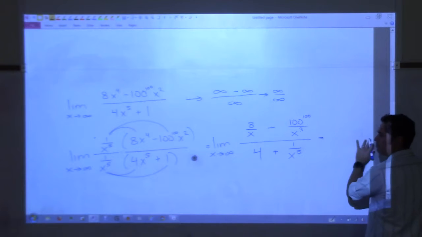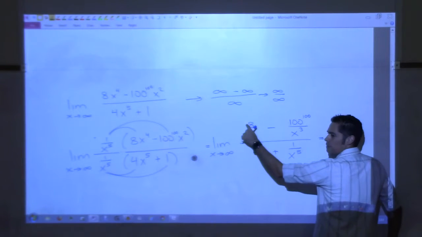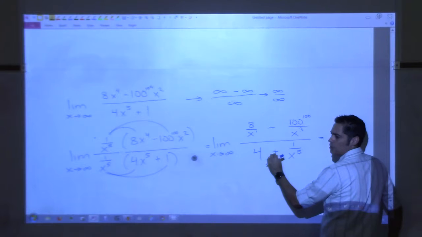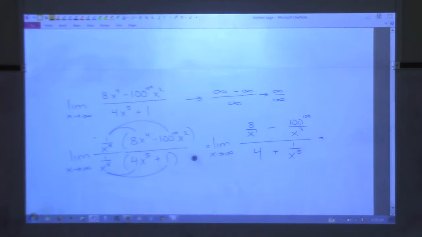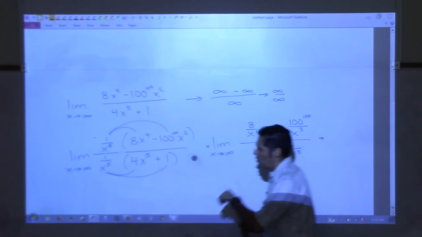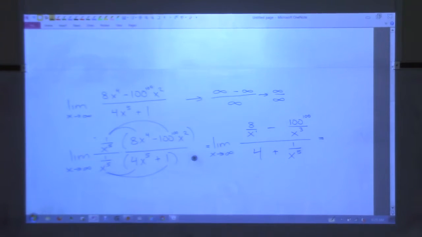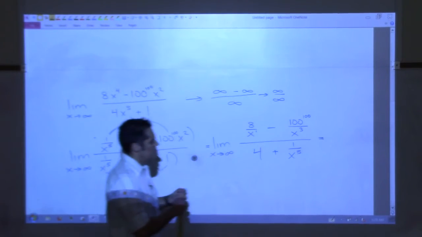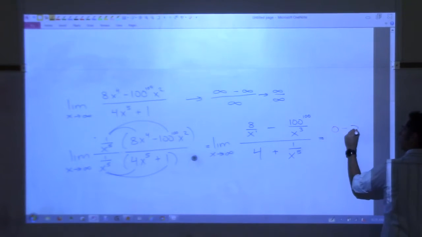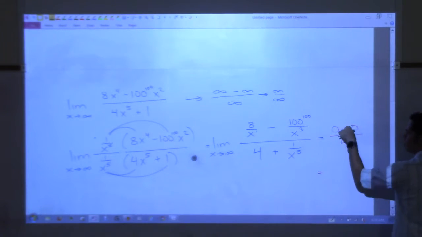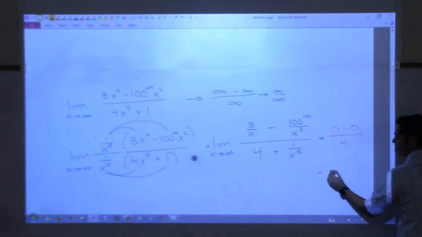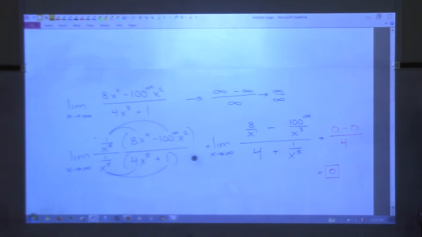So no more limit, okay? Fixed over x to a positive integer goes to what? 0. So top left goes to 0. Top right? 0? Okay. 0 minus 0 on top. And on the bottom, 4. And so you get 0 on the top over 4, which is 0. This limit goes to 0.